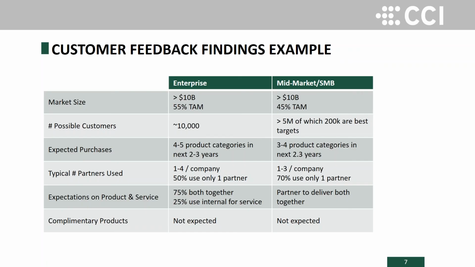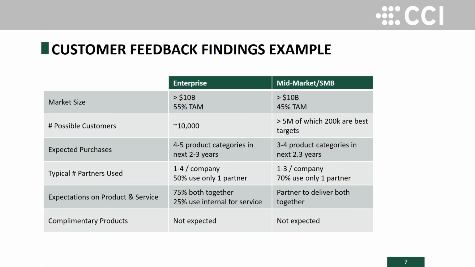The customers told us that they expected to buy many products. This was a multi-product company or vendor that we were working with. They wanted 4 to 5 product categories that they expected to buy from that company in the next 2 to 3 years for enterprise, and 3 to 4 in the mid-market.